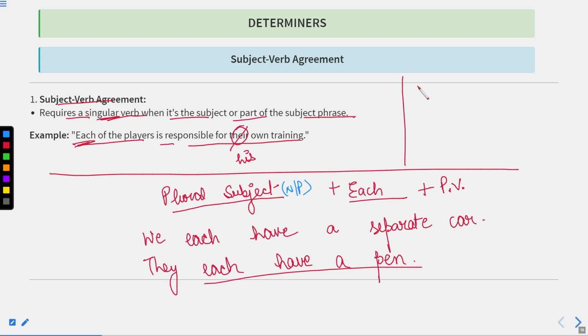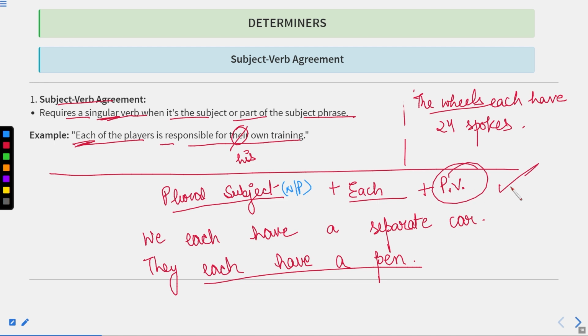If I write that the wheels each have 24 spokes, so each and every wheel contains 24 spokes. The wheels each, obviously in a cycle we find 2 wheels. So the wheels each have 24 spokes. It means there are 24 spokes in one wheel and 24 spokes in another. So this is how we write a plural subject, and after that we have the word each, and after that we use the plural form of the verb. And this is a very, very important concept that you should learn for the word each.